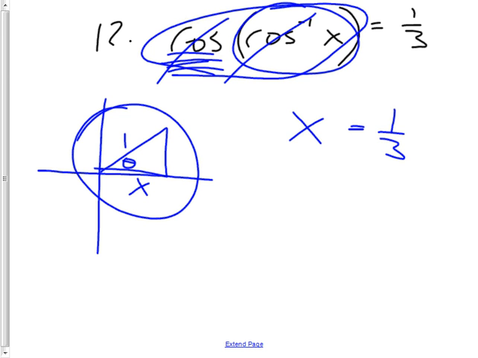Therefore, x equals 1/3. All right, let's move down and try one like number 14. This is where the functions are actually different. It's tangent on the inside and sine on the outside. All right, so number 14. But I bet you know where to start. Where do you start? In the middle.